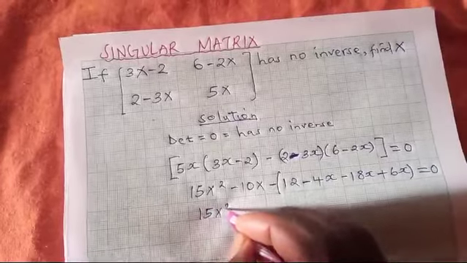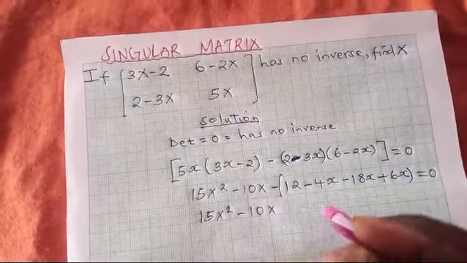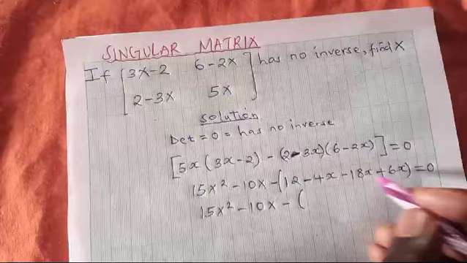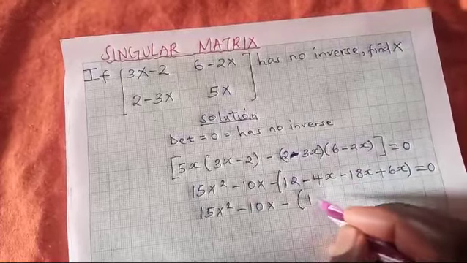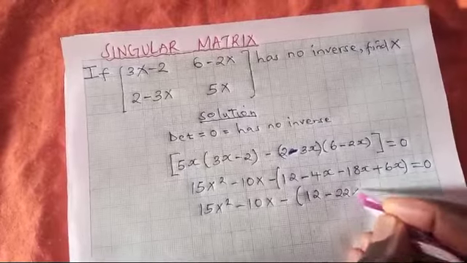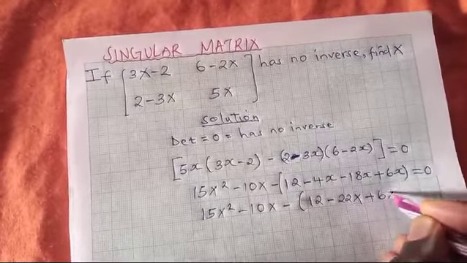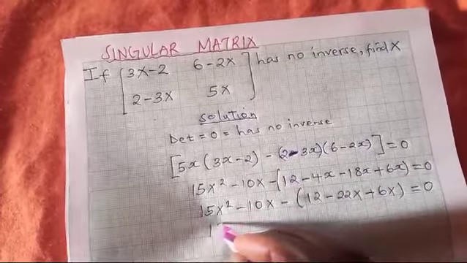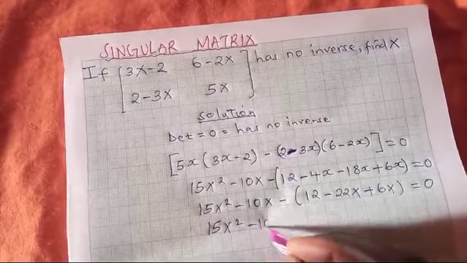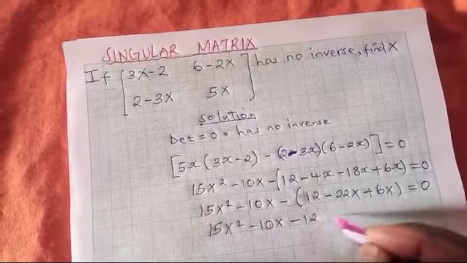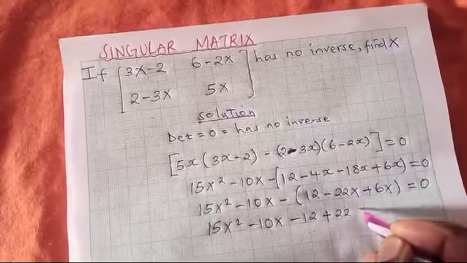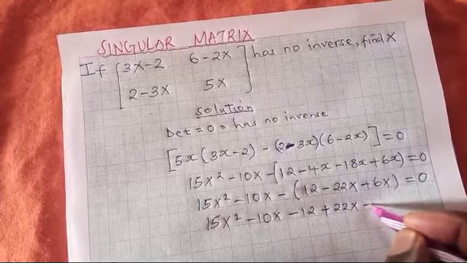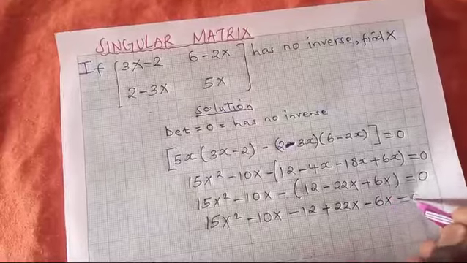So 15x squared minus 10x, then minus, open the bracket. Let us put like terms together in this bracket. So we have 12 minus 22x, then plus 6x. This is equal to 0. Now let us use the negative. We have 15x squared minus 10x minus 12, this is plus 22x. Then we have minus 6x equals 0.